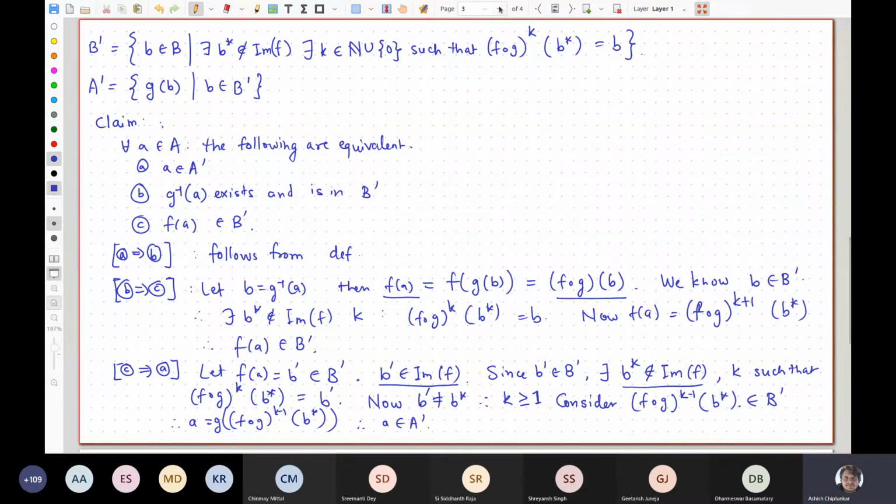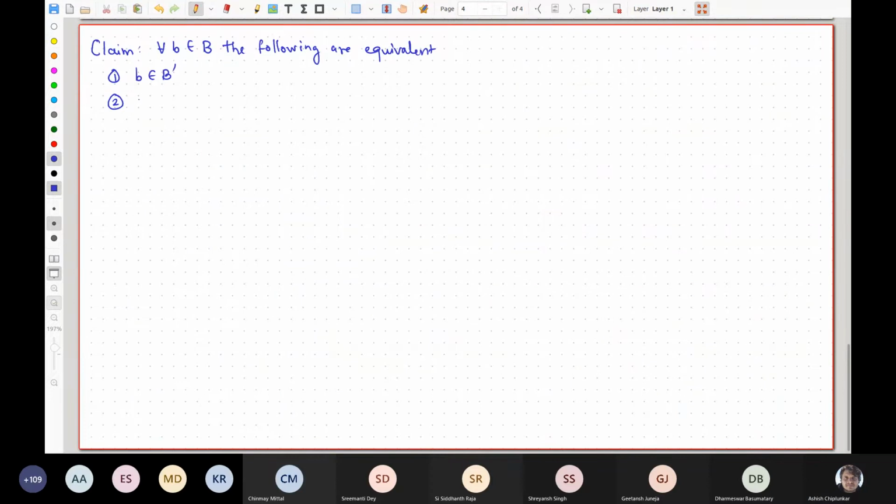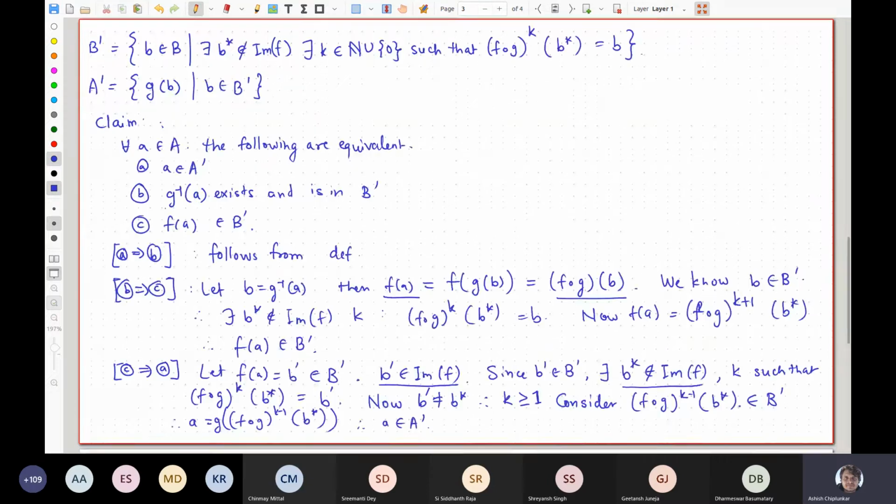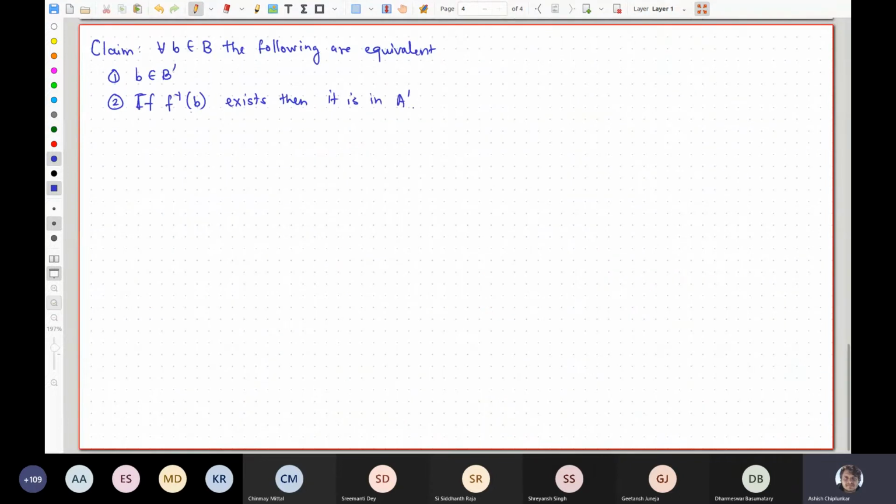Okay, so if F inverse of B exists, then it is in A prime, right? So observe the difference here. I said G inverse of A exists and it is in B prime. So here I'm saying F inverse of B exists. If F inverse of B exists, then it must be in A prime.